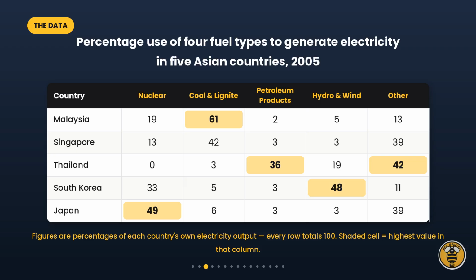This is the data. 5 countries down the side and 5 categories across the top: nuclear, coal and lignite, petroleum products, hydro and wind, and a final category called other. The highlighted cell in each column is that column's highest value, so you can see the peaks immediately. Every row adds up to 100 because each figure is a share of that one country's own electricity. That matters. It means Malaysia's 61% coal does not tell us Malaysia burns more coal than Japan in absolute terms. It tells us coal matters more within Malaysia's own energy mix.